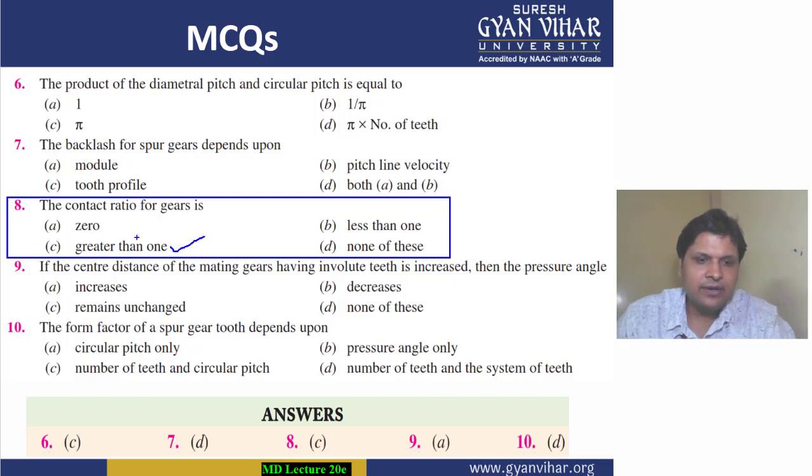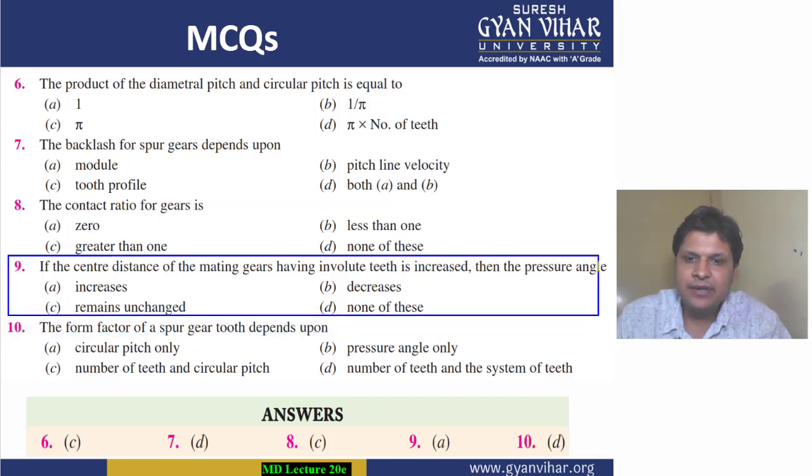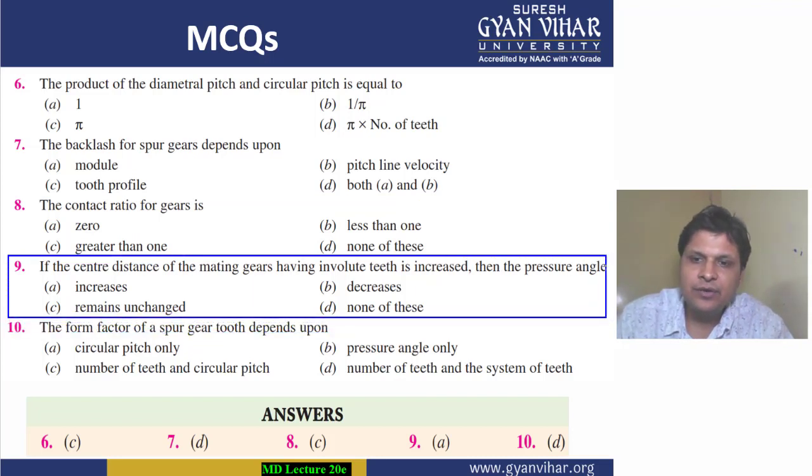Coming into the 9th multiple choice question, if the center distance of mating gears having involute teeth is increased, then the pressure angle. See, if the center distance you increase, then in that case the pressure angle will also increase, because both are proportional to each other. Center distance between the gear, if that is increased, then the pressure angle will also be increased.